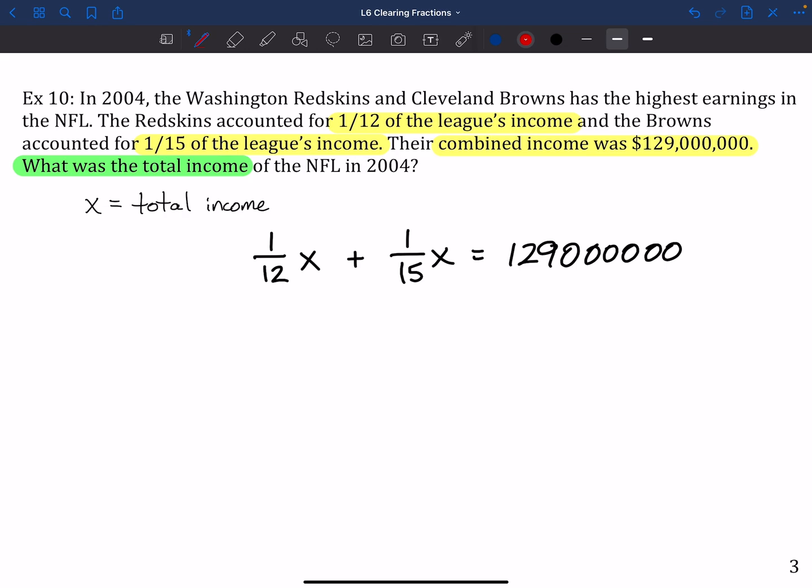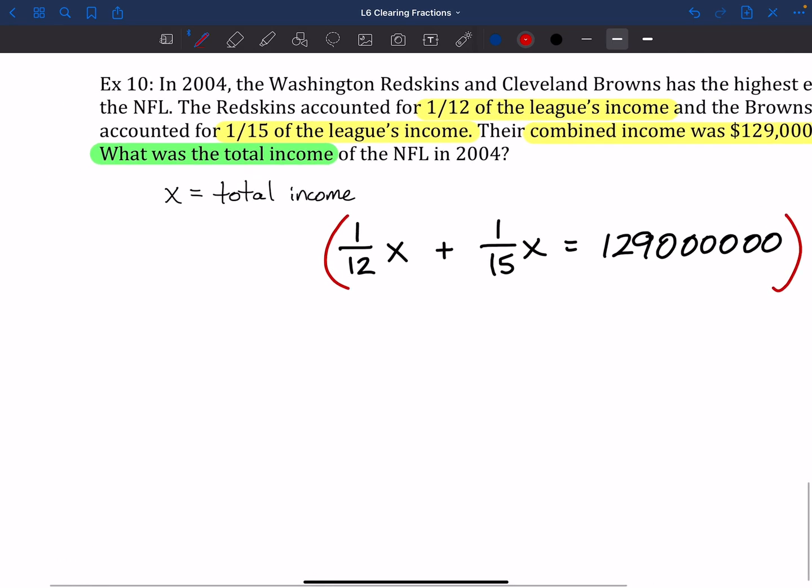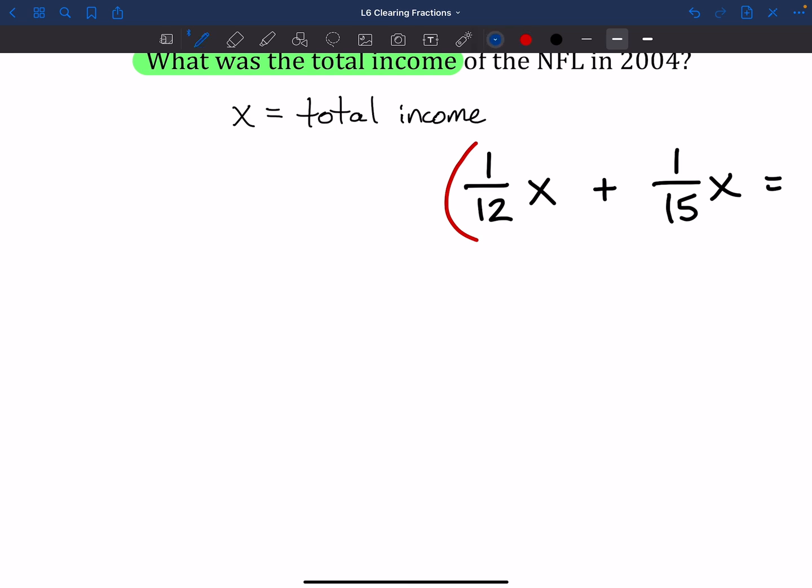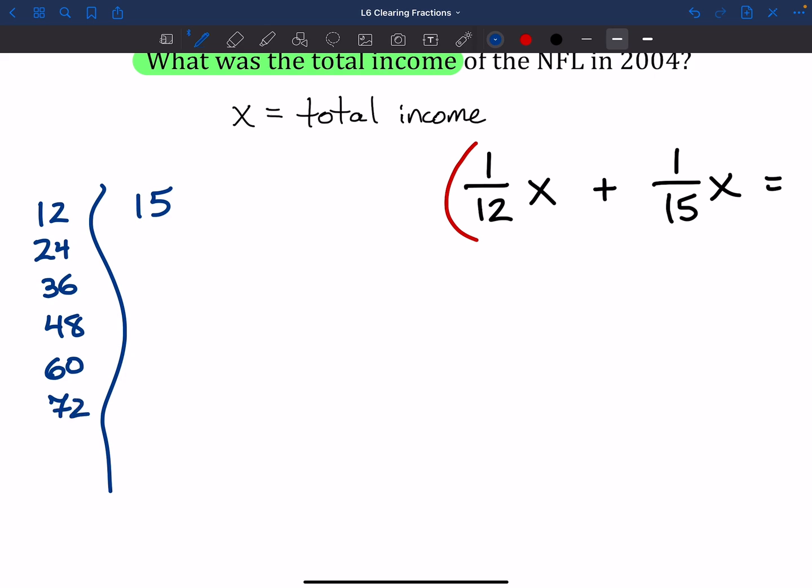So same kind of idea here, right? We have two fractions. What we're going to do is figure out something that we can multiply by to get rid of the fractions. Our two denominators are 12 and 15. So let's take a look at some multiples of 12 and 15. 12, 24, 36, 48, 60, 72, 84. As for 15: 15, 30, 45, 60, 75, 90. What I'm seeing is that they have 60 in common. So let's use 60 here.